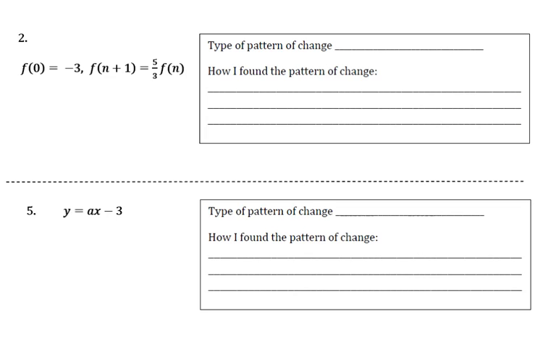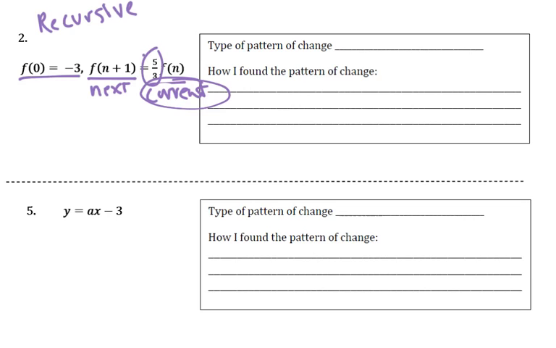Okay, so let's take a look at number 2. Number 2 looks like it's in that recursive form, but a little different than we're used to. We've got f of 0 equals -3. Then they go f of n plus 1 equals 5 divided by 3 times f of n. Here they've just used plus 1 instead of minus 1. So this is to get the next term, and f of n would be the current term. So we take the current term and multiply it by 5/3 to get the next term, and we start at -3.